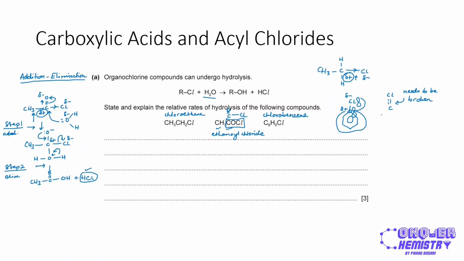it will not be easy for this reaction to take place. So the ranking is ethanoyl chloride, followed by chloroethane, and then finally we will have chlorobenzene with the slowest rate of hydrolysis.